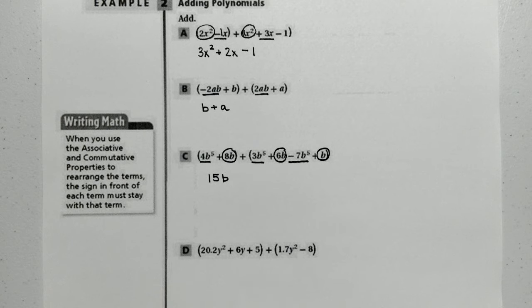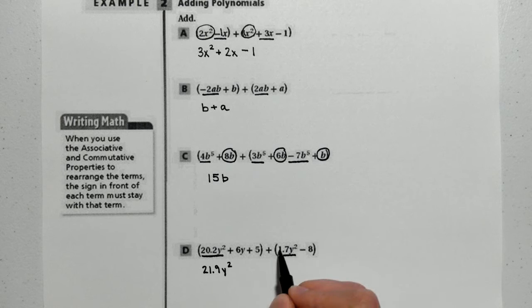And then D, we have 20.2y squared plus 6y plus 5 plus 1.7y squared minus 8. 20.2y squared and 1.7y squared are like terms. So I'm going to have 21.9y squared, because 20.2 plus 1.7 gives you 21.9.